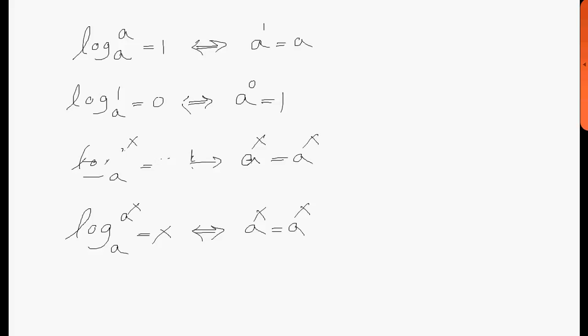For example, log 5 base 5 is 1, because 5 to the power of 1 is 5. Log 1 base 7 is 0, because 7 to the power of 0 is 1. Log of 2 to the power of 3 base 2 is just 3, because 2 to the power of 3 is 2 to the power of 3.